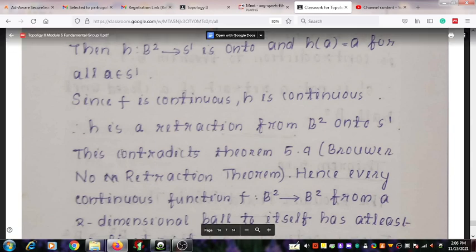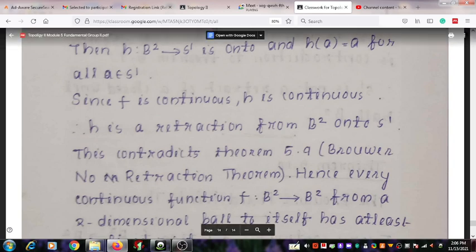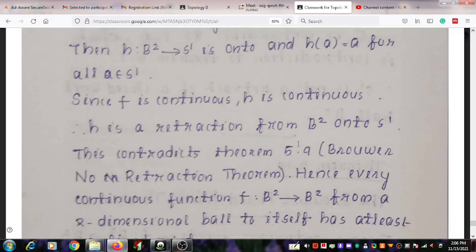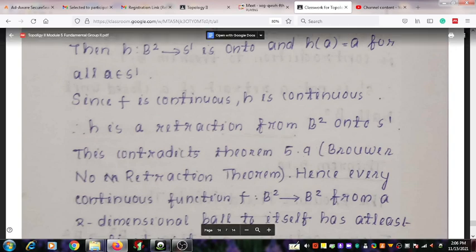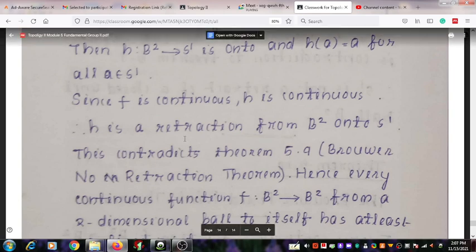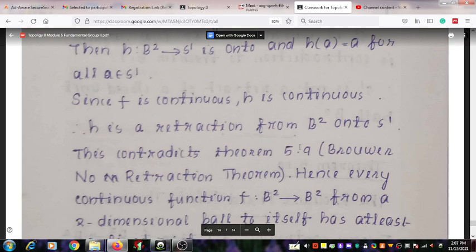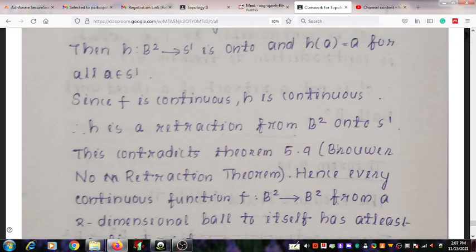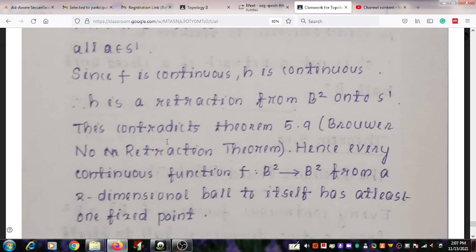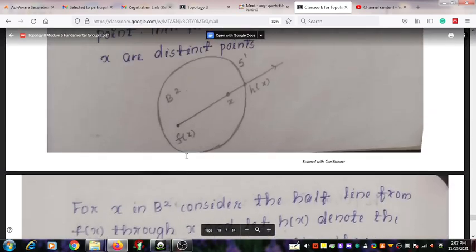But this contradicts the fact established in the previous theorem, that is the Brouwer no retraction theorem. The Brouwer no retraction theorem says that there is no retraction from B2 to S1. So since that is proved, you cannot now proceed with this contradiction. So you have to correct it. How can we correct that contradiction? Just by changing the assumption that we made in the beginning.